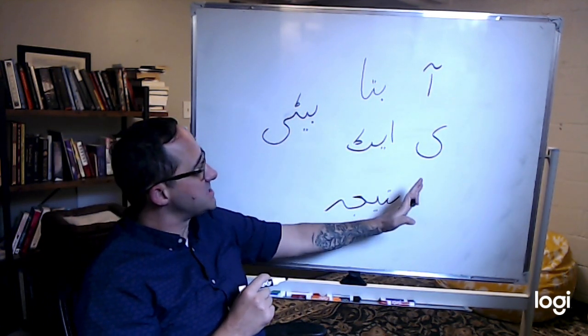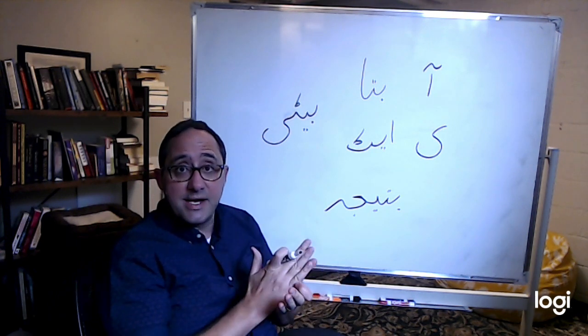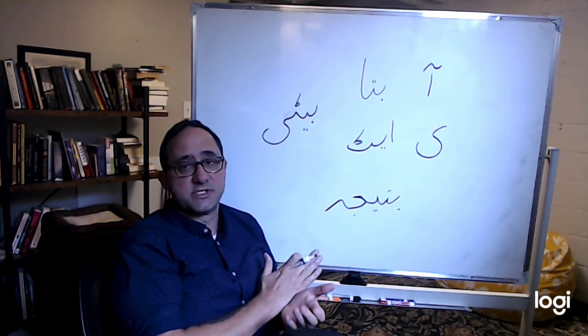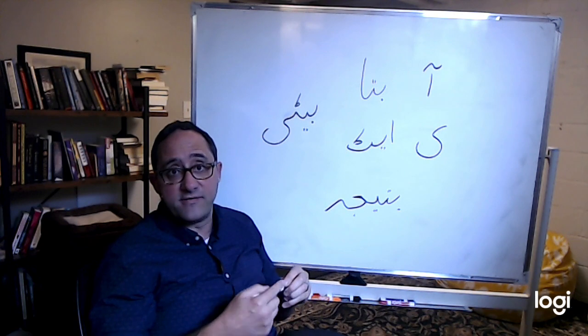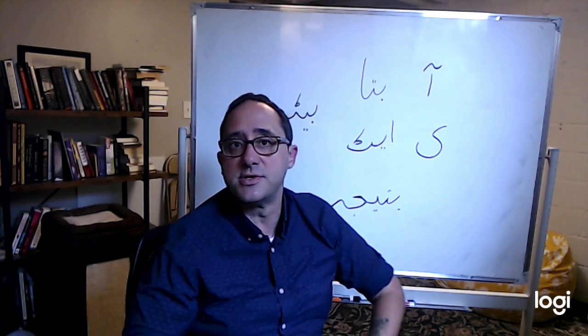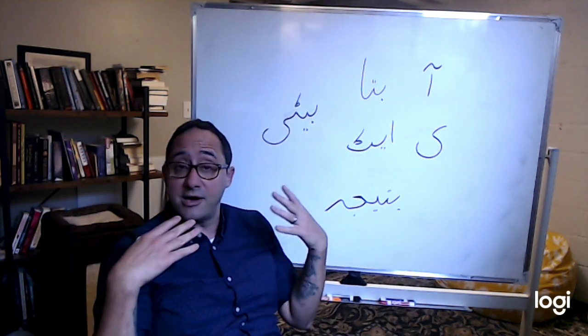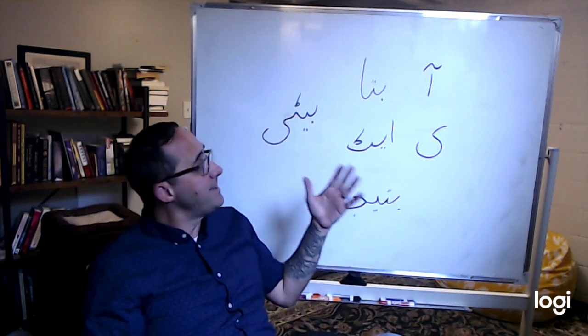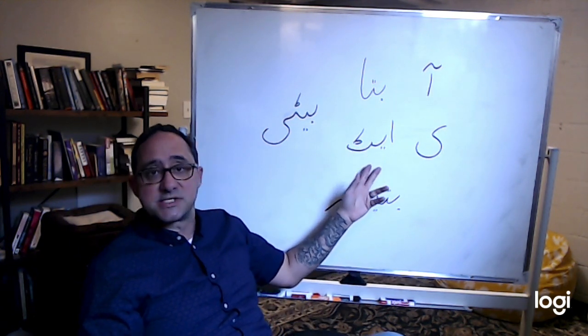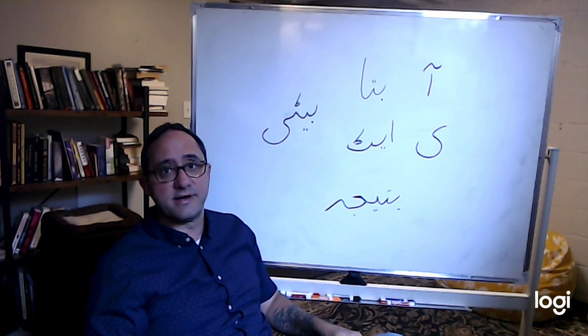Okay, so there's a difference between when it shows up at the beginning, when it shows up in the middle, and when it shows up at the end. And that's very characteristic of Urdu. It's also very characteristic of Arabic. It's also very characteristic of Persian. So any language that uses this script, it's going to be a characteristic of that language.